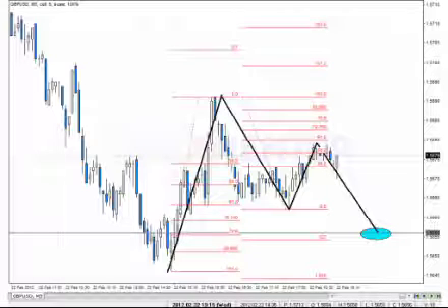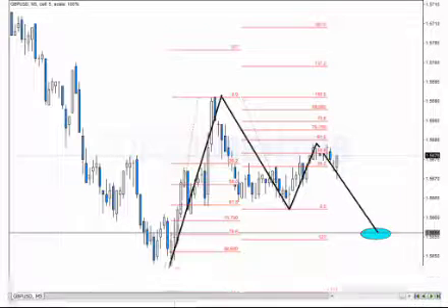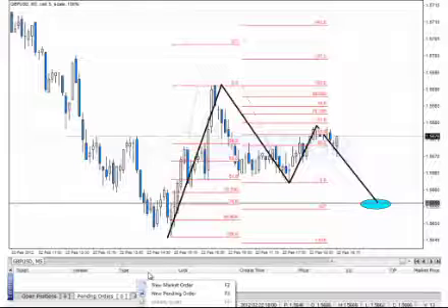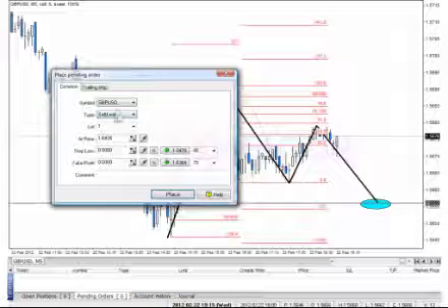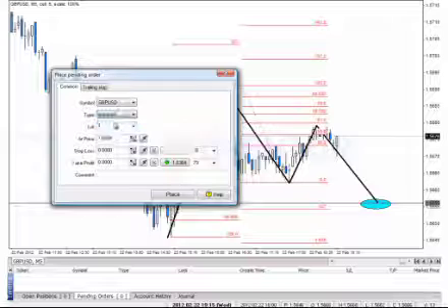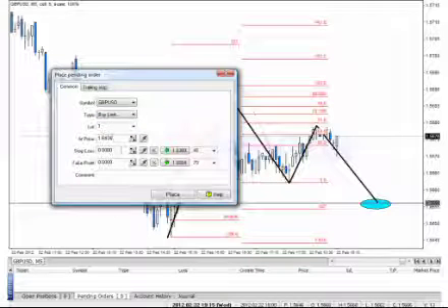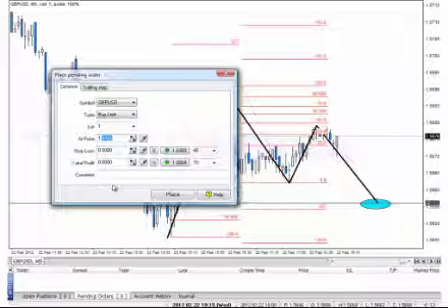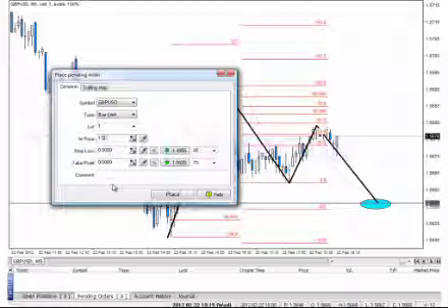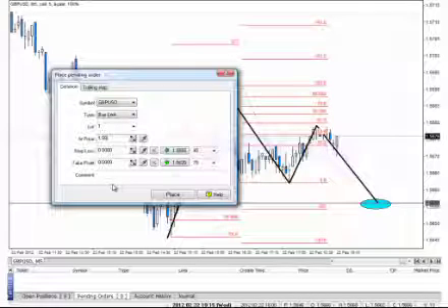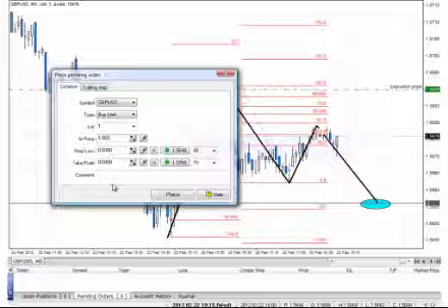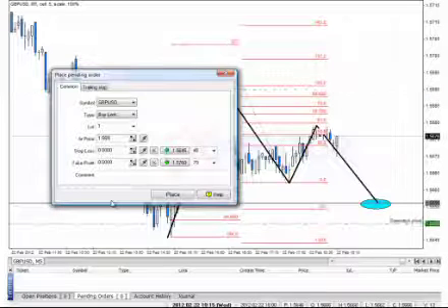So if we now put a limit order in, we want to put a buy limit at 56, and we will add, let's make it 59, 56, 59.